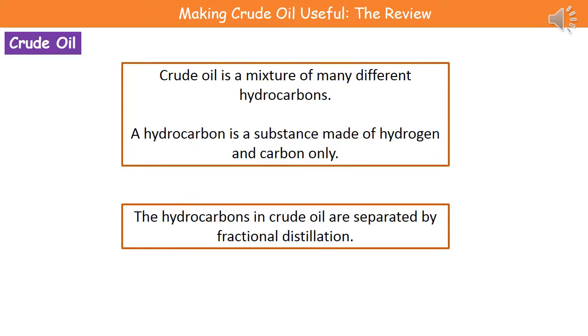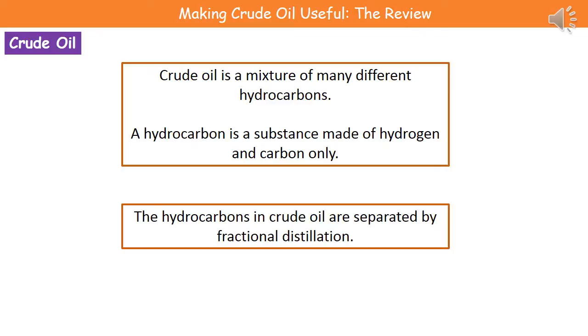When we think about crude oil, what we're actually talking about is a mixture of many different hydrocarbons. And a hydrocarbon is a substance made of hydrogen and carbon only. Now that is one of the exam board's favourite questions to ask you. For 2 marks, you get 1 mark if you say that the hydrocarbon is made of hydrogen and carbon, and the second mark, as ridiculous as this sounds, is for the word only. So 2 marks: hydrogen and carbon for the first, the word only is our second.